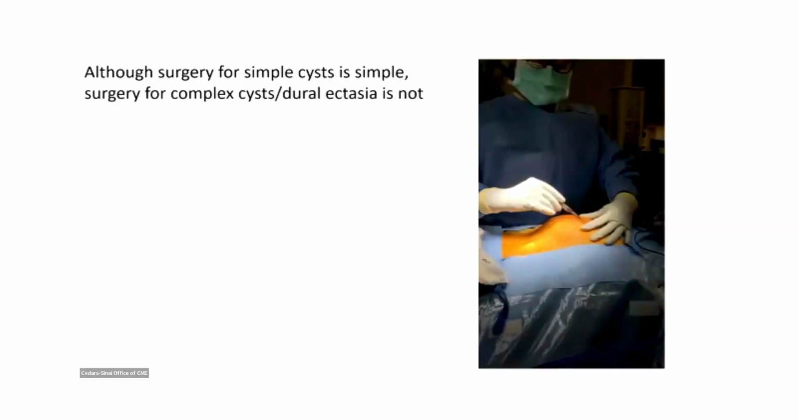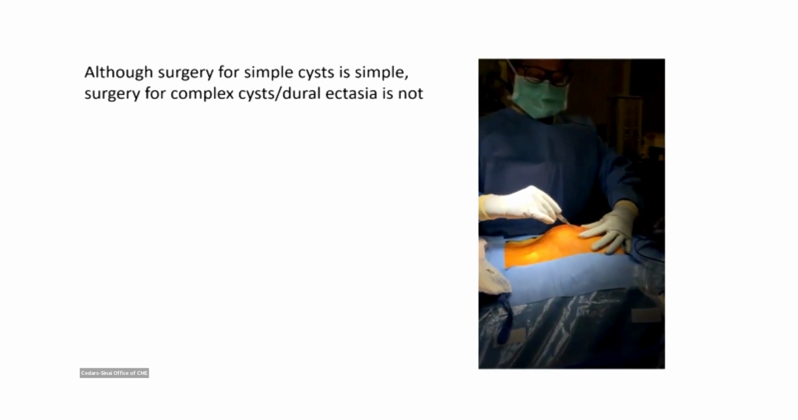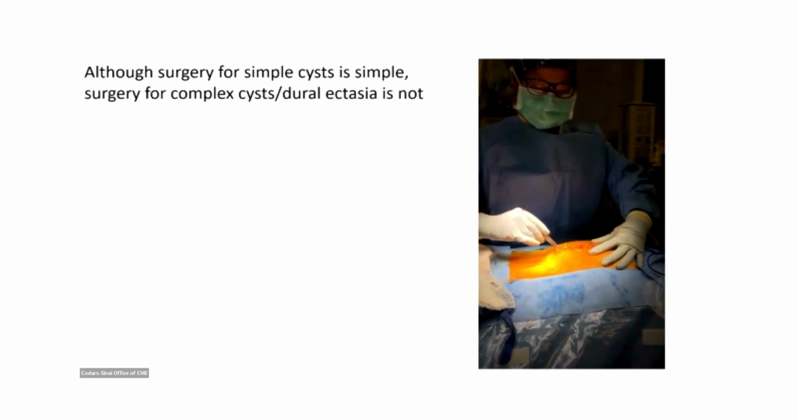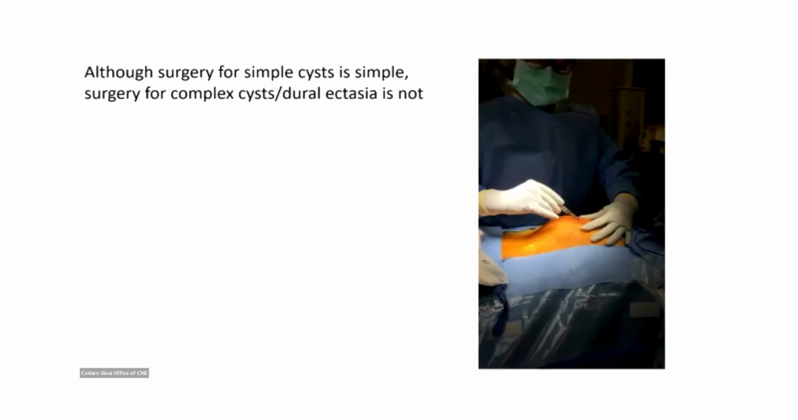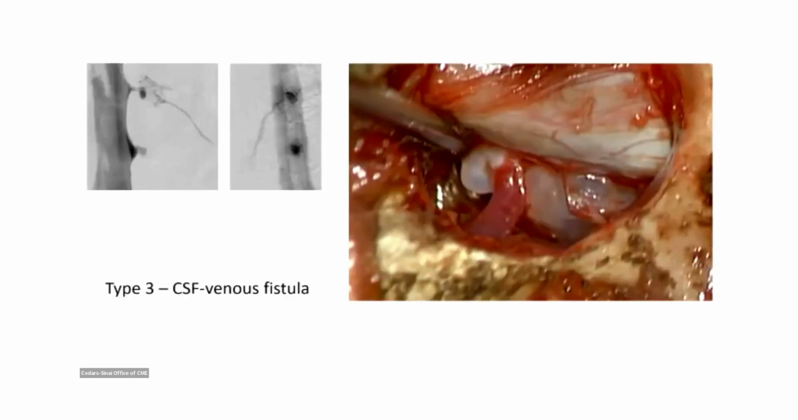But what I would just like to say is that, although the surgery for simple cysts is really pretty simple, surgery for these, like dural ectasia, complex cysts, can be very complex. And the main complication is that you cause a leak, right? And then you end up with a really large pseudomeningocele. Oh my goodness. And also you can see how beautiful spinal fluid looks. It's my favorite bodily fluid. But try not to operate on those unless you really need to.